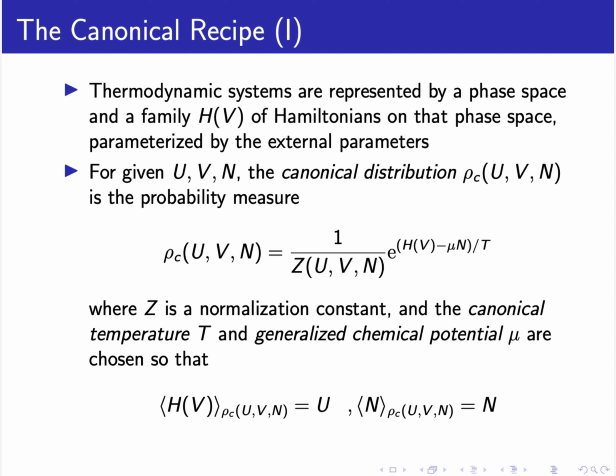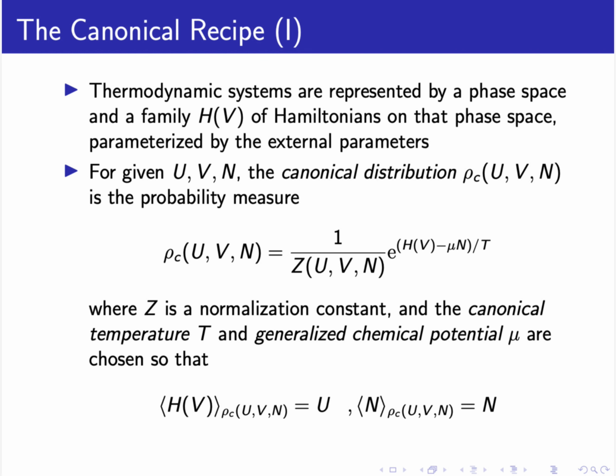And then, what are the parameters in this? What is this T? What is this mu? In the canonical recipe, definitionally, they're those values such that the expected value of the Hamiltonian with respect to it gets you back to the original energy you started with, and that the expected value of any other conserved quantities gets you back to the conserved quantity values you started with.